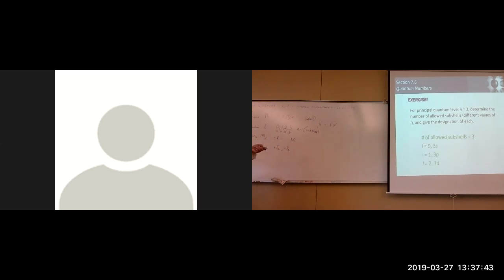So there's the first one, second one, third one. And if we assign the letters to each one of these, then there's the S for 0, the P for 1, and the D for 2. S, P, D. Now, where are we headed with this? Well, the organization of the periodic table is not an accident. The S orbitals are being filled with these two. The P orbitals are being filled with these guys. The D orbitals are being filled here, and the F orbitals are being filled here. That's the overall organization of the table.